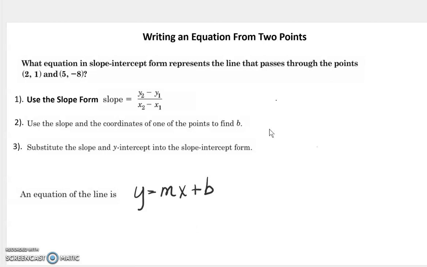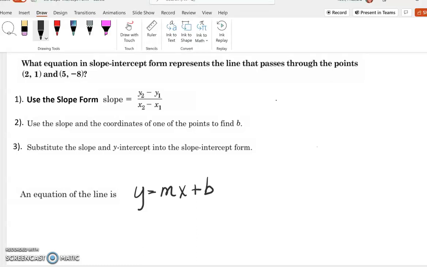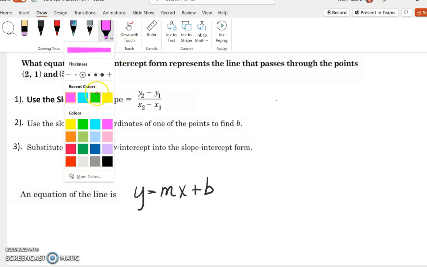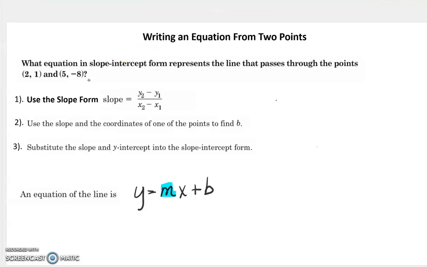We don't have to worry about the y or the x, but the 2 key elements of this equation to fill in are the m, which is the slope, and then the y-intercept. So how do we figure out what those 2 are, given the fact that we only have points?